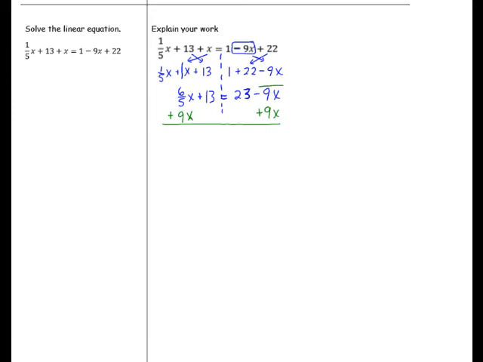I know that on the left side of the equation, this is going to equal 0. And so on the right side of the equation, I simply have 23. On the left side of the equation, I have 6/5 x plus 9x. Remember that 6/5 x is equal to 1 1/5 x. So 1 1/5 x plus 9x is equal to 10 1/5 x plus 13.